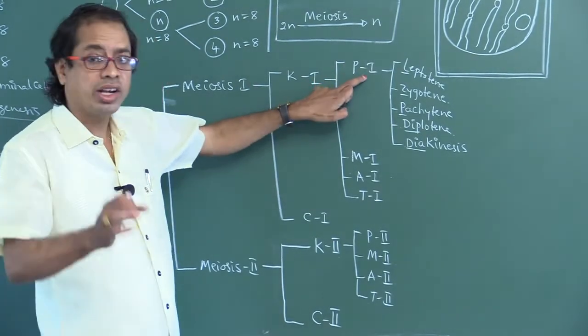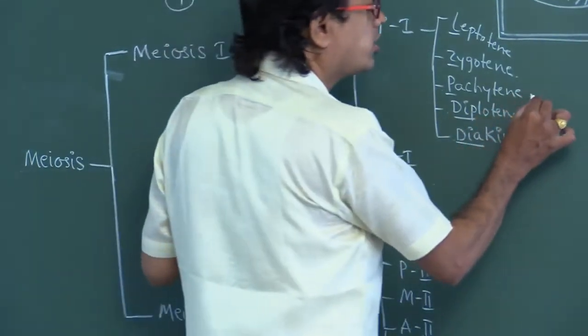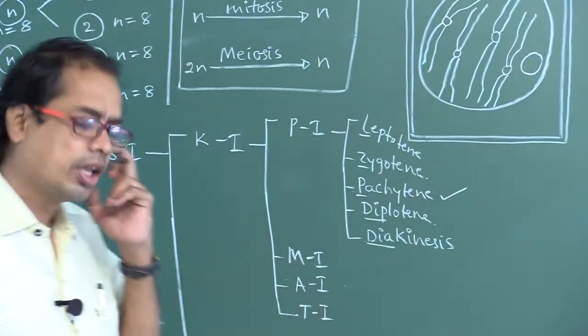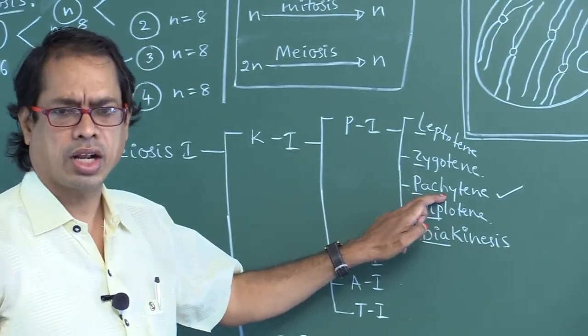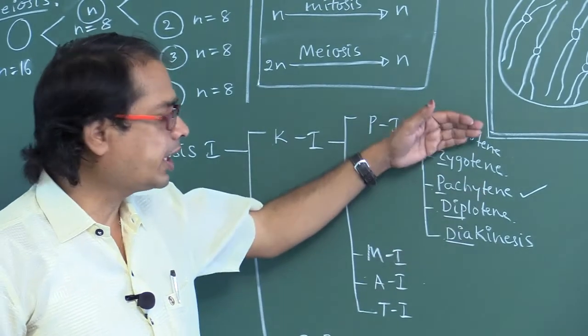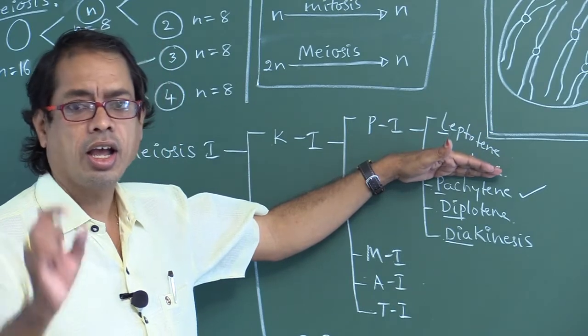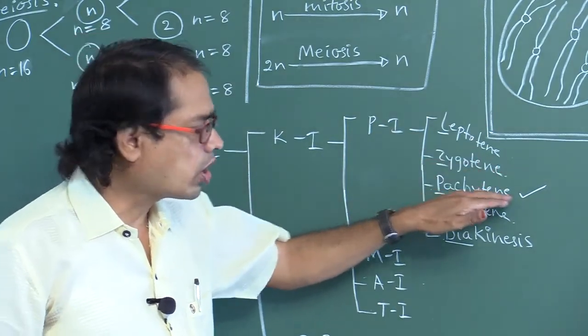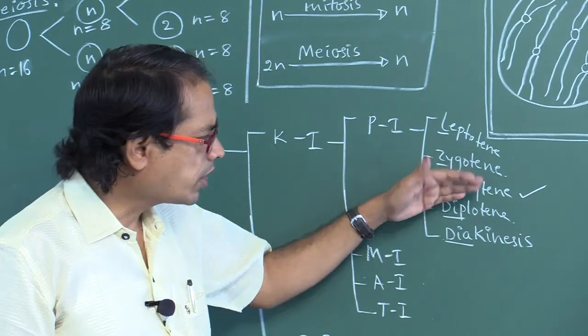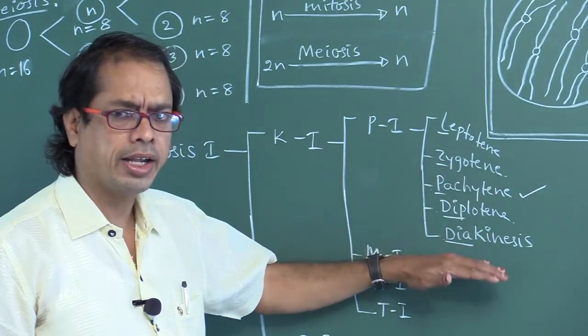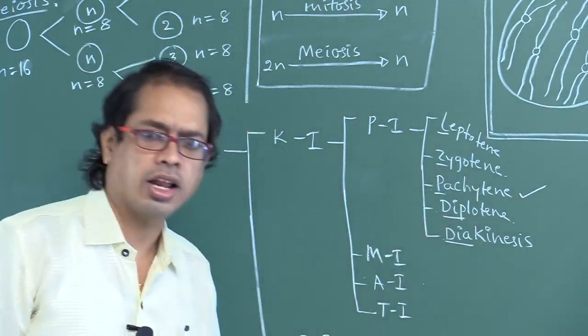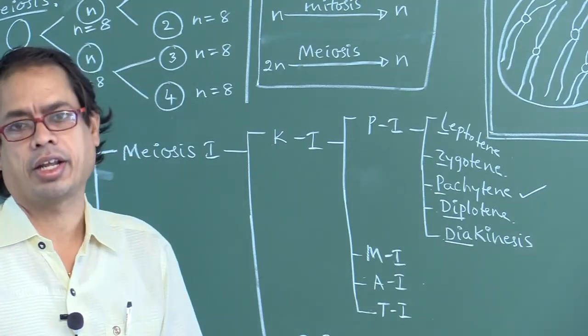In that prophase 1, what is the longest phase? This is the longest phase. Here the crossing over occurs. Before pachytene, the 2 sister chromatids are identical. Crossing over occurs in pachytene, and after pachytene the 2 chromatids are non-identical.